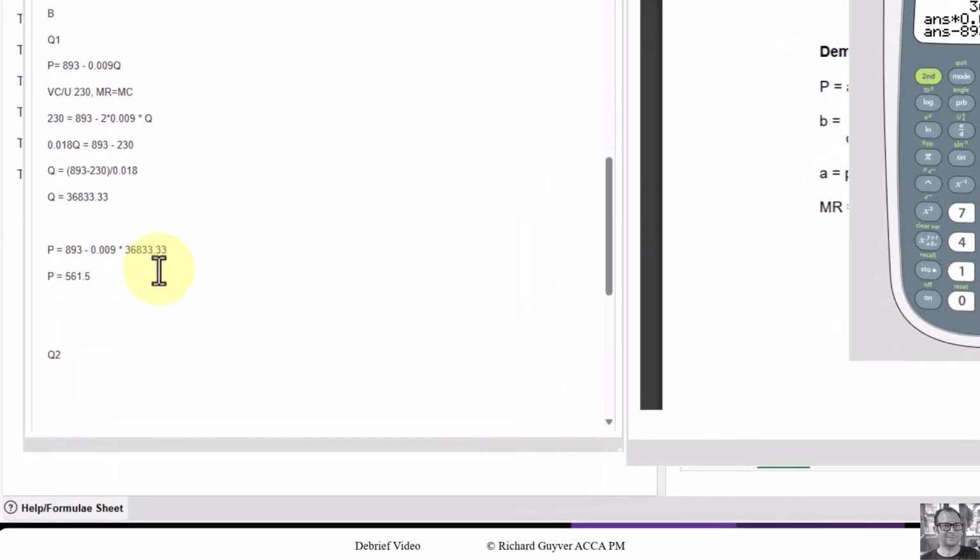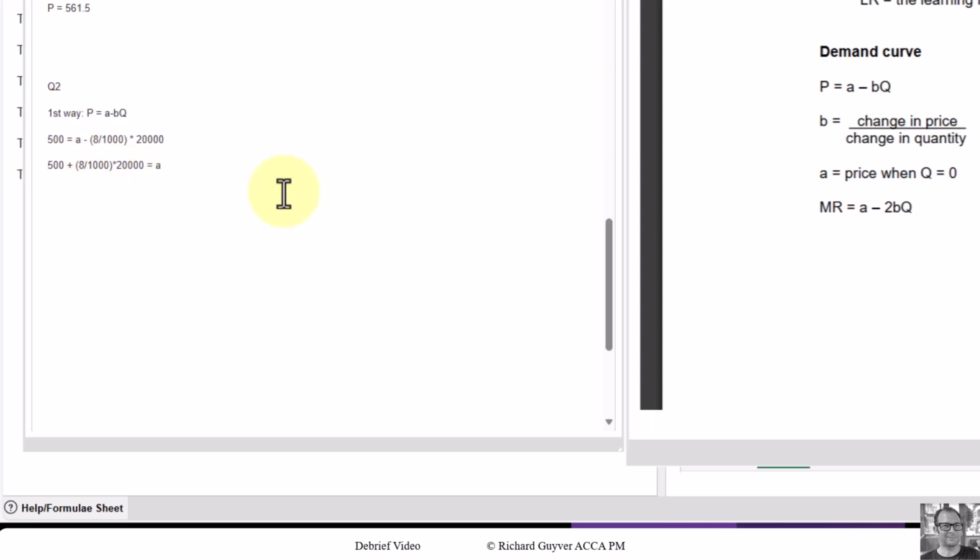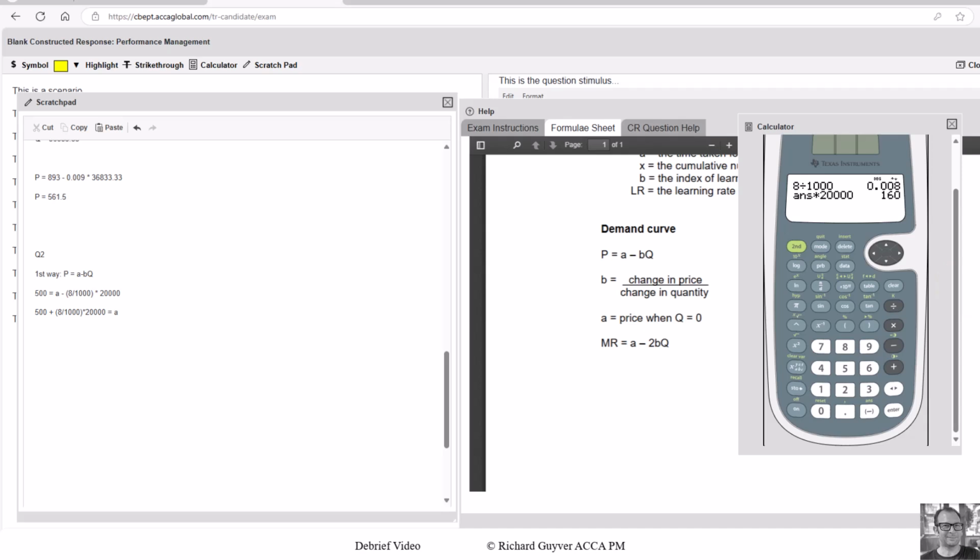The two ways I think you can approach this. The first way, we know the demand function as we've got here, P equals A minus BQ. And the question is effectively asking us to find the value of A. And so we use the information it gives us. Price of 500, we don't know A, we're trying to find that. B is the change in price over the change in quantity. And we were told that an $8 increase would lead to a 1,000 decrease. And we've got 20,000 units at that price. So we rearrange it for A. So we've got 8 divided by 1,000, multiplied by 20,000, plus 500 is 660.